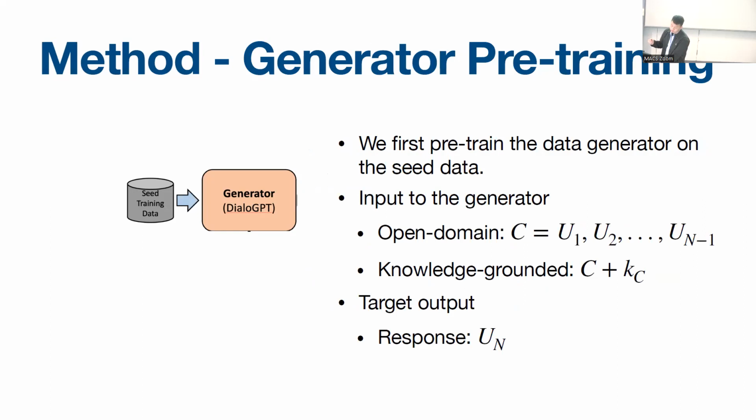At the beginning of the training, we sample the seed data from the original data set and then fine-tune the generator on these sampled seed data. The input to the generator for open domain is just the dialog context. For knowledge-grounded conversation, the input is the dialog context plus the selected knowledge pieces. Both target outputs are the next response.